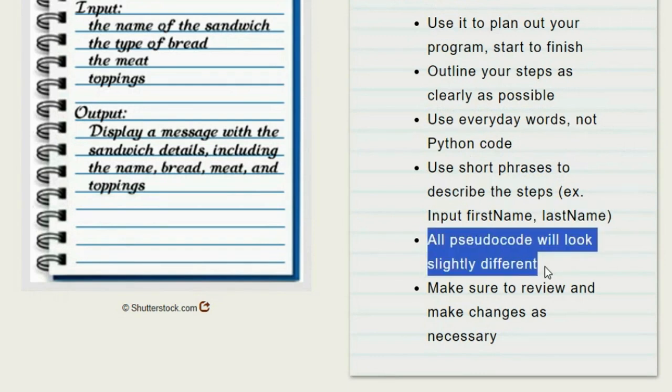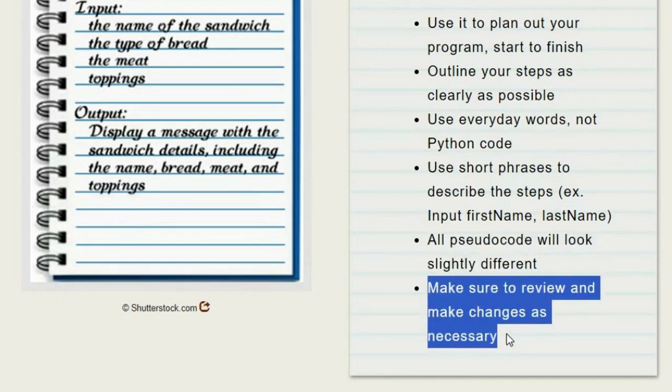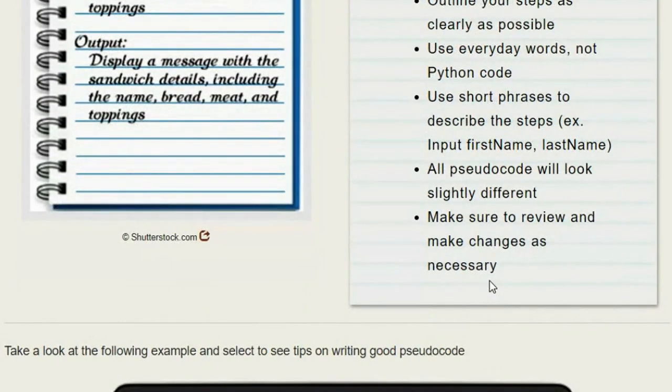Now, we can write programs, and our programs may look almost exactly the same. But the pseudocode, you may write your plan differently than somebody else writes their plan. And make sure to review it and make changes. Maybe you forgot something. Oh, I need to ask them what condiments. So I wrote this program and I realized I didn't ask them if they wanted mustard, mayonnaise, ketchup, special sauce, $1,000 dressing. I didn't ask that. So I need to go back and change it. So I'll go back and change input condiments and then add condiments to my display. So review it and make changes as necessary.